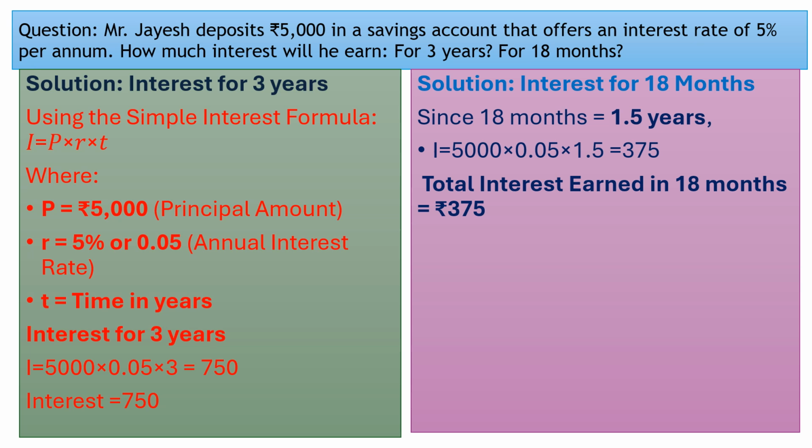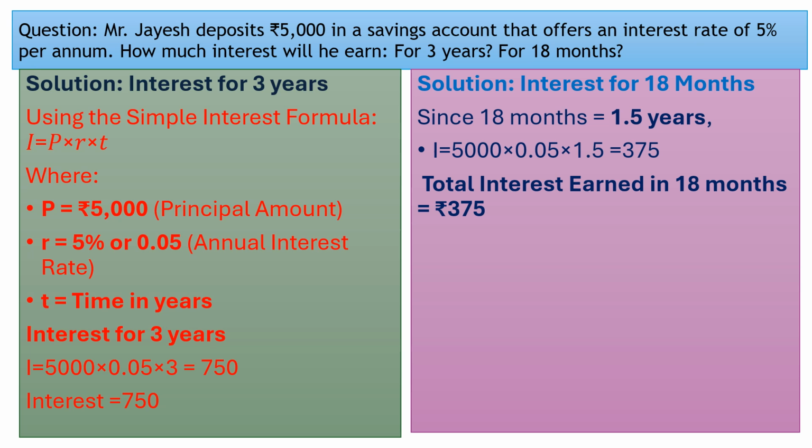Let us try to understand the calculation of simple interest by solving a numerical question. The question is here. Mr. Jayesh deposits 5,000 in a savings account that offers an interest rate of 5% per year. How much interest will he earn for 3 years or for 18 months? So this question has two components. First, we have to calculate the interest for a 3 years investment, and what is going to be the interest for an 18 months investment.